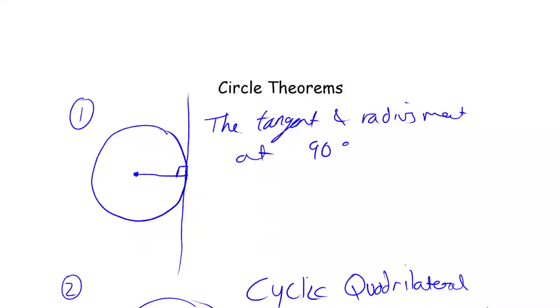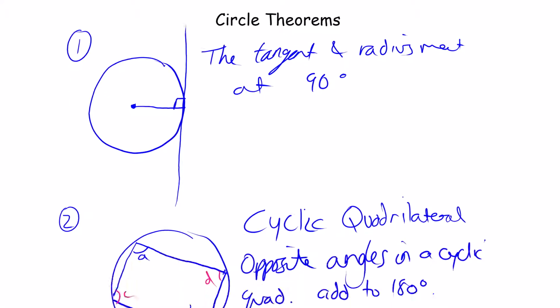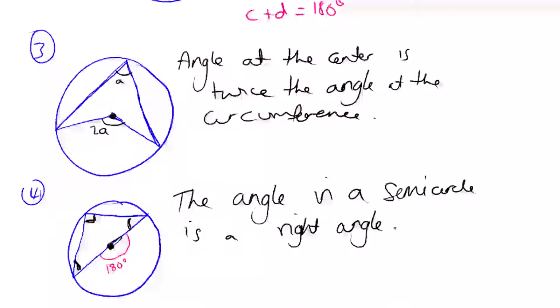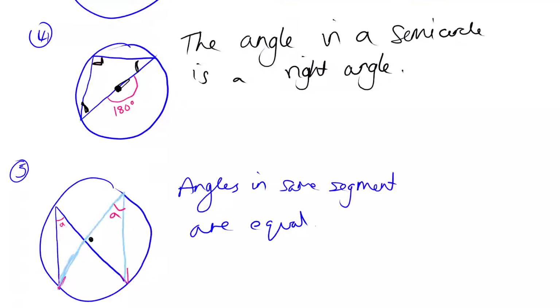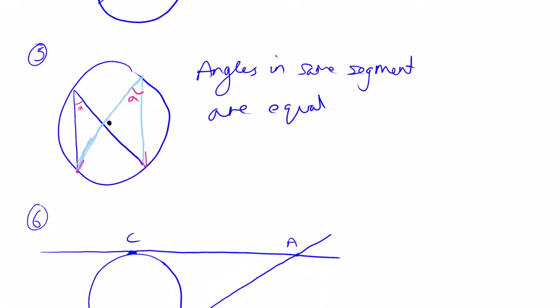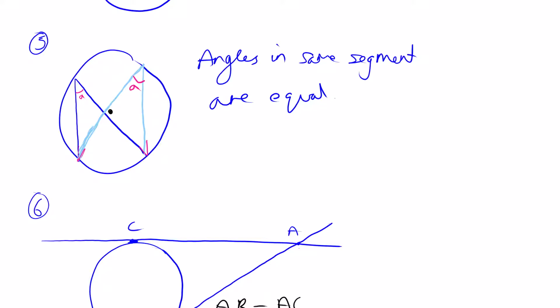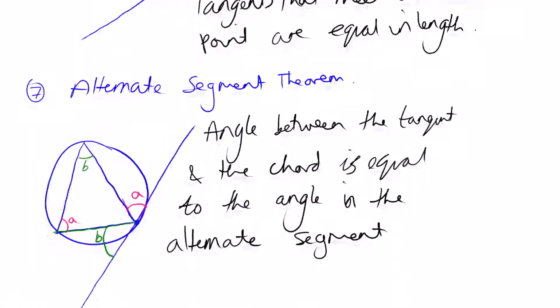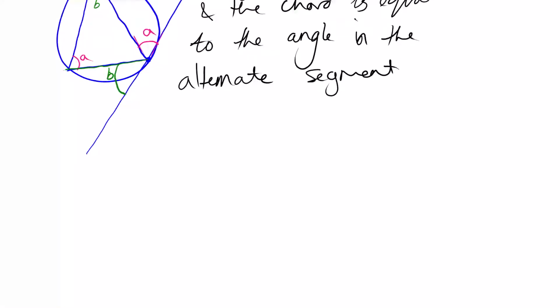Moving back up. So the tangent and the radius meet at 90 degrees. In a cyclic quadrilateral, opposite angles add up to 180 degrees. The angle at the centre is twice the angle at the circumference. The angle in a semicircle is a right angle. Angles in the same segment are equal. Tangents that meet at the same point are equal in length. And the alternate segment theorem, which says the angle between the tangent and the chord is equal to the angle in the alternate segment. So now I'm going to show you how we can use this.